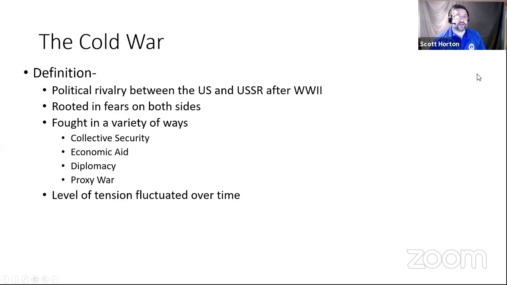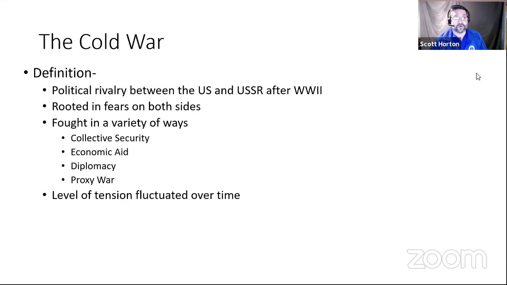So a quick definition of the Cold War. The Cold War is a political rivalry between the US and the Soviet Union after World War II. The Soviets, of course, are communist by this point. The US are not communist. They're a capitalist democratic nation. And there's a rivalry for influence between the two of them. Who's going to be really the leader of the world, in a sense, during the period post-1945.